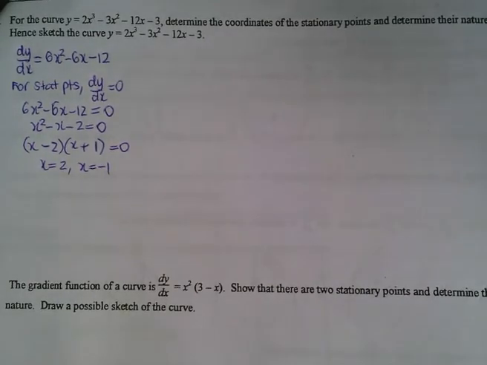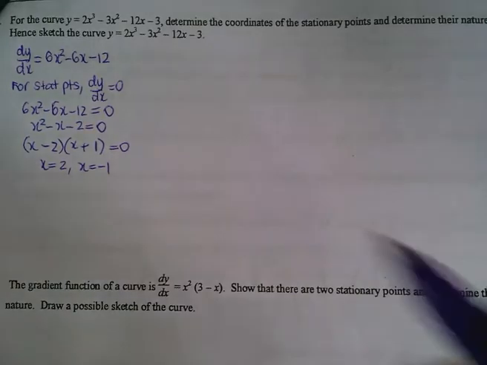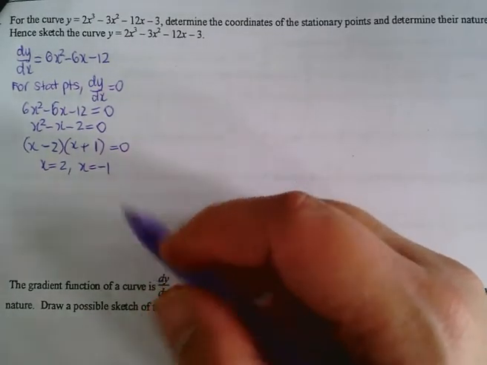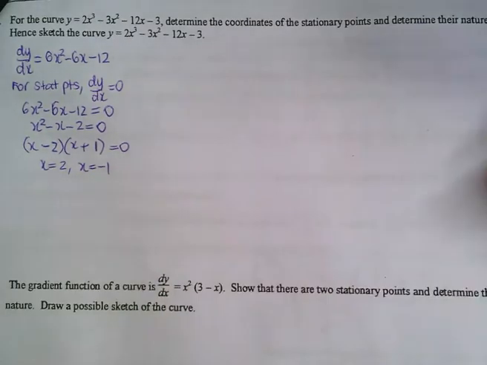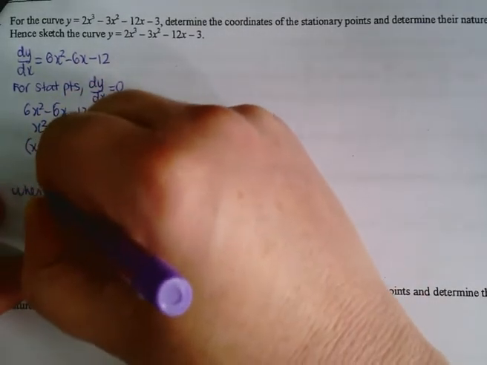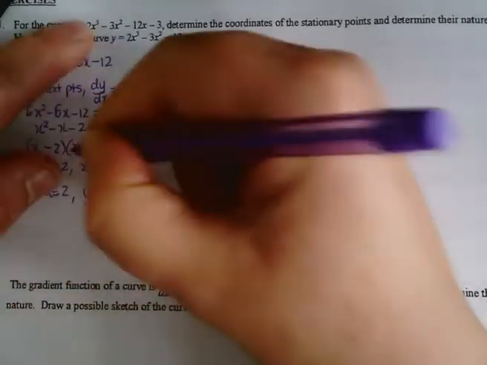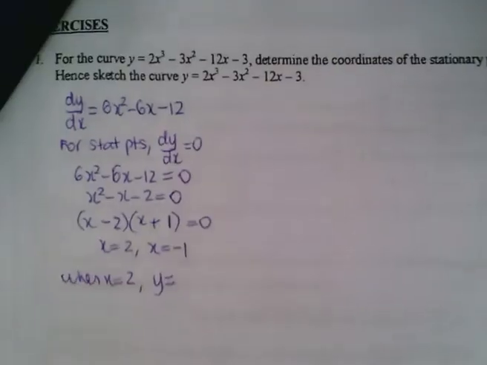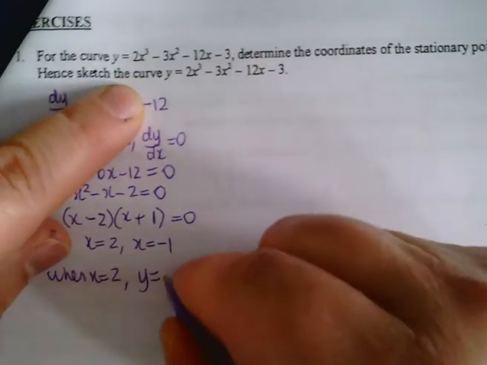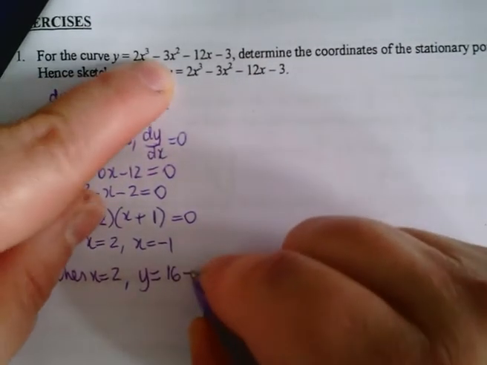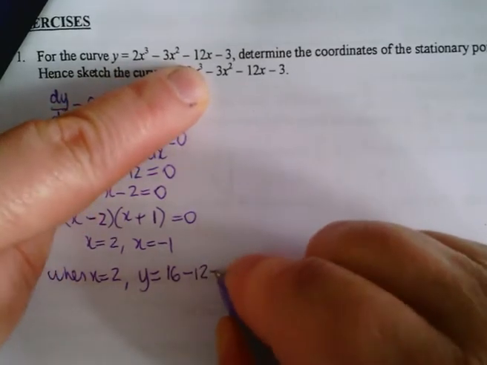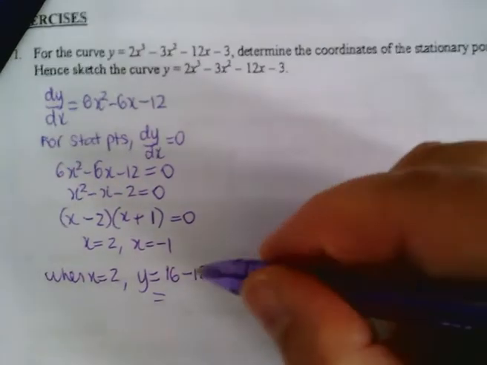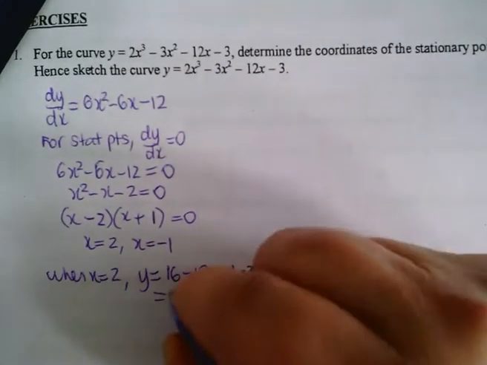So now what we're going to do, we're going to draw up a little table. Now I can find the y value as well. Do you want to find the y value? All I know at the moment is the x coordinate of the stationary points. So when x is 2, y is, just going to look at it here. Isn't it 2 times 8? So it's 16 minus 3 times 4 minus 12. Minus 12 times 2 is 24 minus 3. I get 4, negative 20, negative 23, I hope.